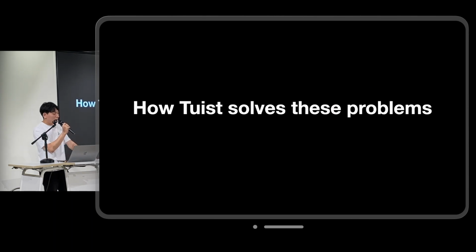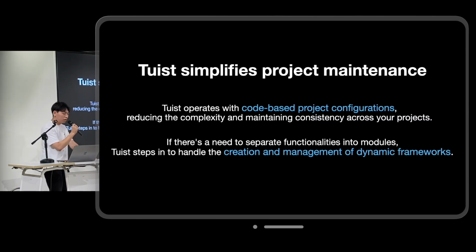We've seen the potential issues that happen if you don't use Tuist. Let's take a look at how Tuist can solve these problems. First, Tuist simplifies project maintenance. Tuist operates on code-based project configurations, reducing complexity and maintaining consistency across your project. If there's a need to separate functionality into modules, Tuist steps in to handle the creation and management of dynamic frameworks. This way, you can save significant time and reduce manual errors.